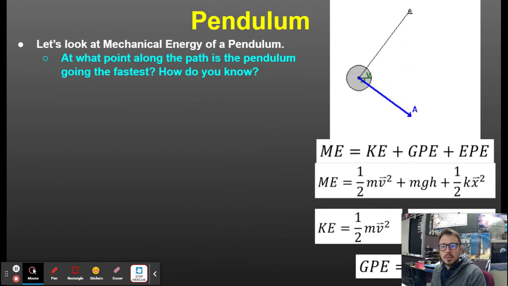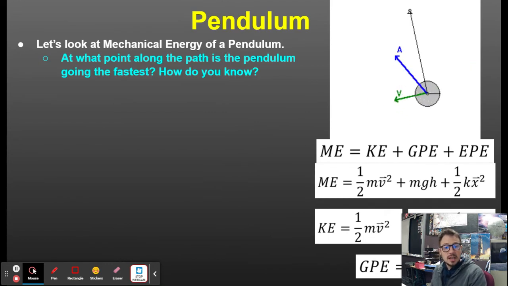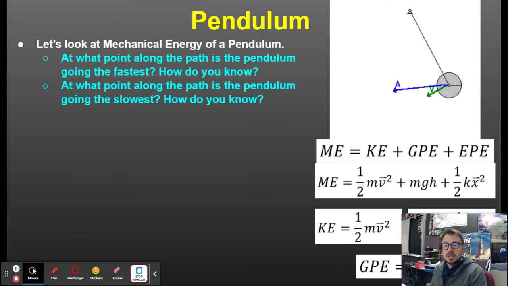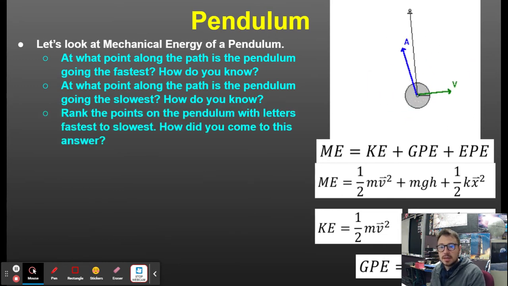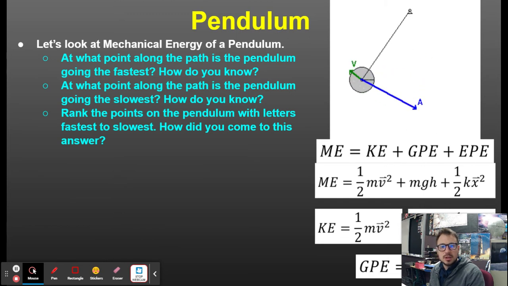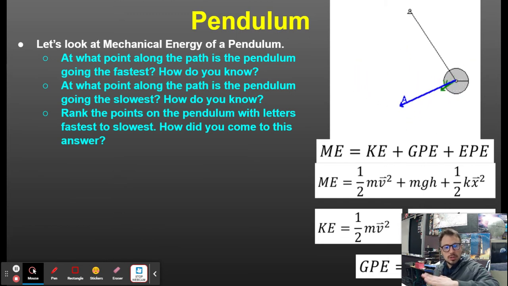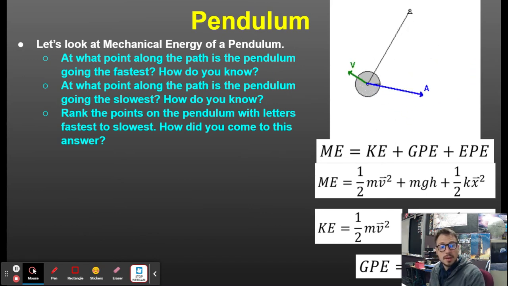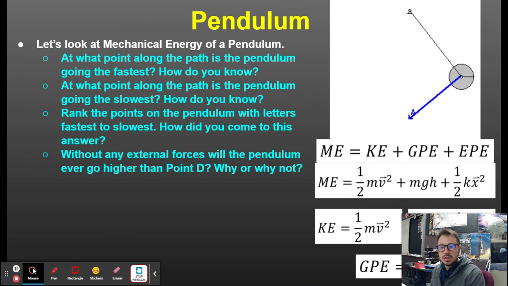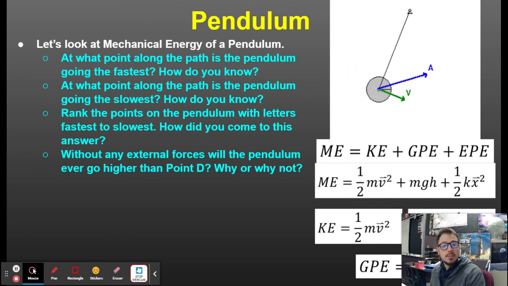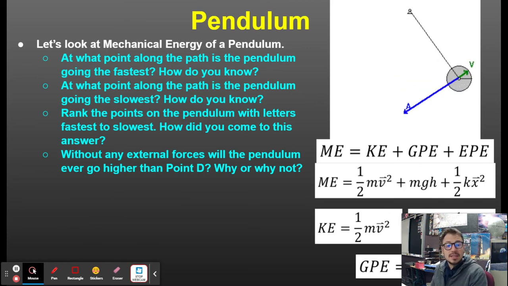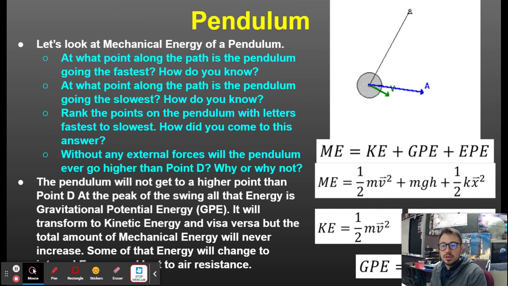So if we look at a pendulum, at what point along the path is the pendulum going the fastest? It's going to be down at the very bottom, because that's where all that mechanical energy is kinetic energy. When is it going the slowest? Well, it's when it reaches the peak. So rank the points along the pendulum, slowest to fastest. If they were given a problem, you just look from top to bottom. So slowest is at the top, fastest is at the bottom. Now, without any external forces, will the pendulum ever go higher than point D? So will it ever go farther than that point that it started at? And the answer is no, because energy cannot be created or destroyed.